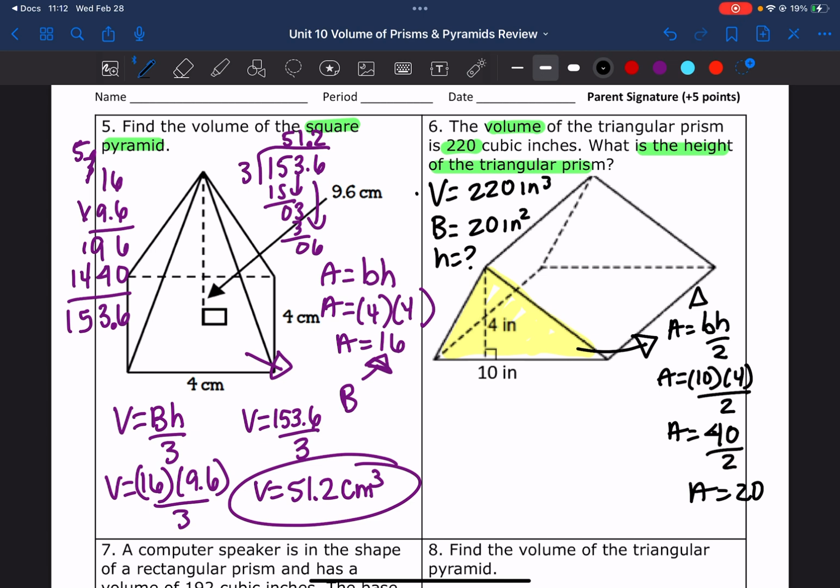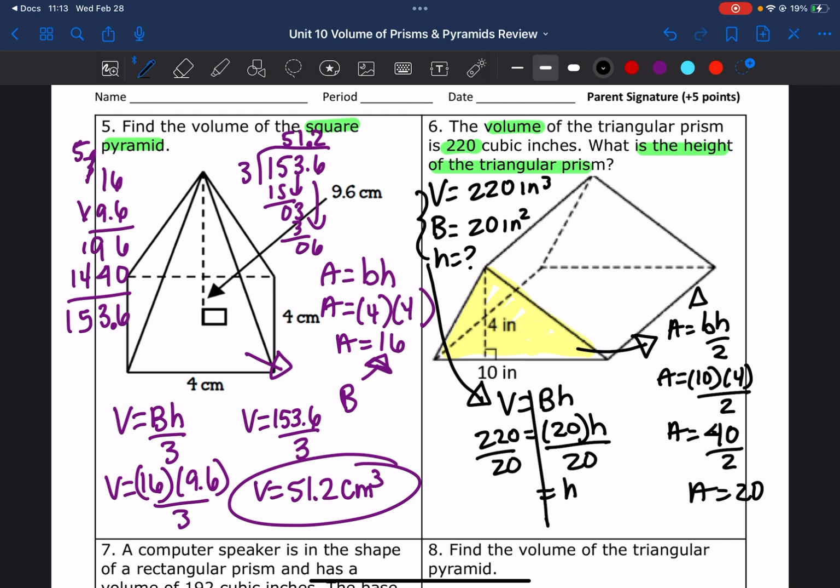I don't know height. All of this is going to be plugged into, or substituted into, the correct spot for volume equals capital B times height, okay? Volume is 220 equals base, which is 20, times the height. Now, these two are being multiplied, so in order to get rid of 20, I have to divide by 20. And then I'm left with finding 220 divided by 20.